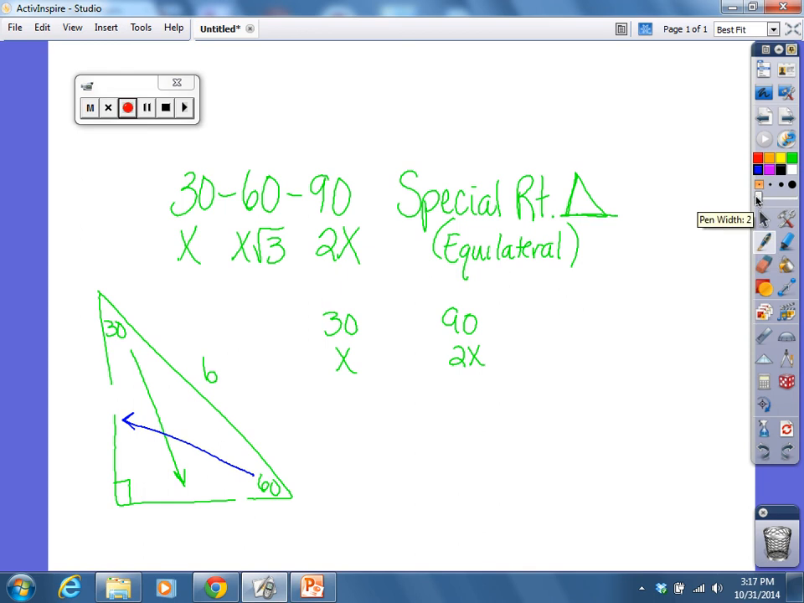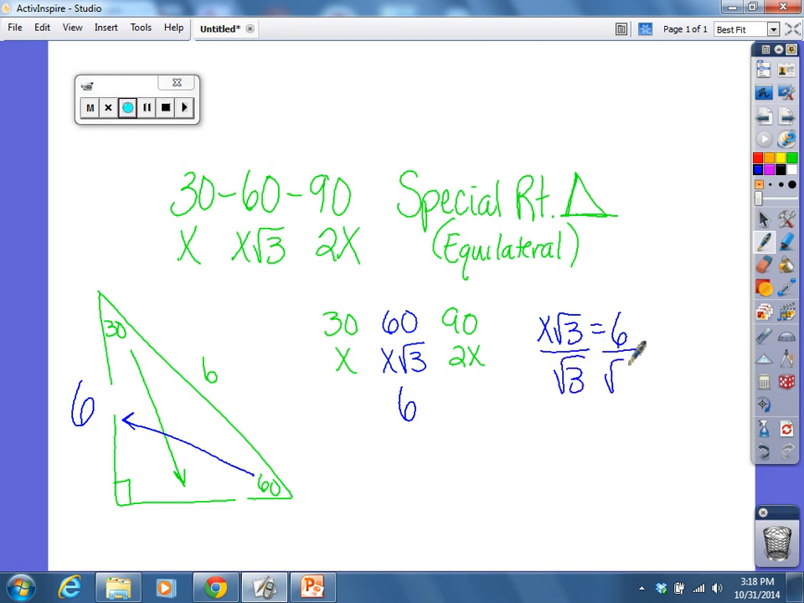So across from my 60, what did I say? 6. So I've got 6. So that means still I put it where the 60 is. Now instead of having a square root of 3 attached to it, I've actually got to solve it. So the x square roots of 3 is equal to the 6. So that means I've got to set them equal to each other and divide by the square root of 3.